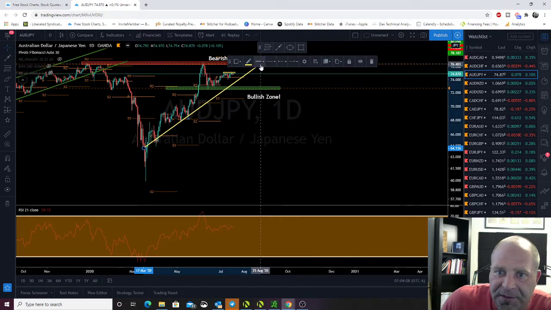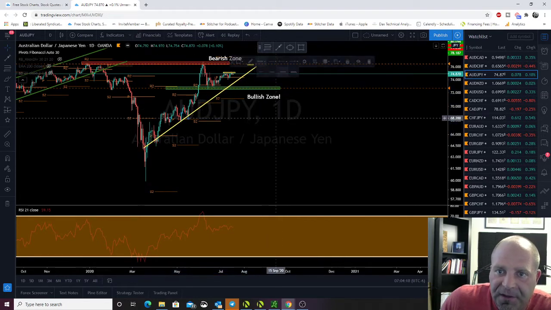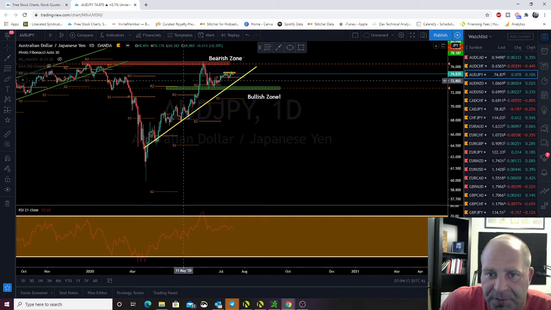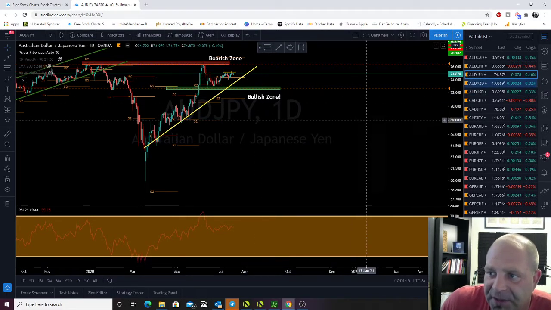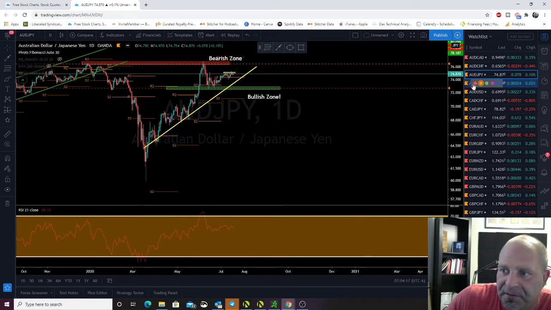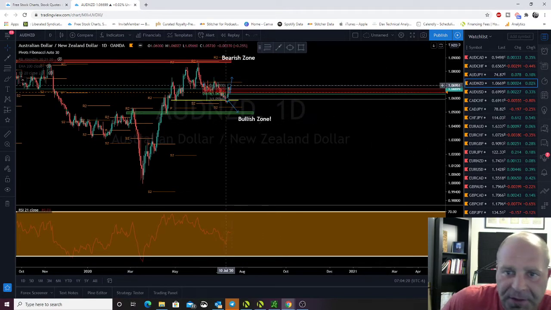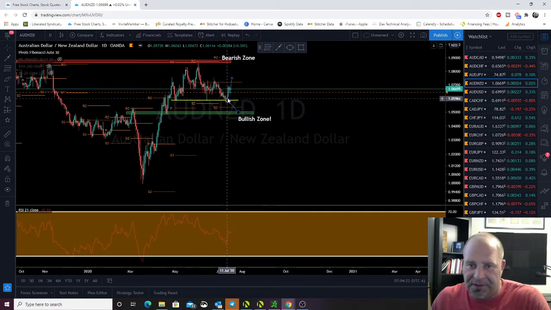What is price going to do at this trend line? And yeah, we're just sideways. Australia dollar, New Zealand dollar.